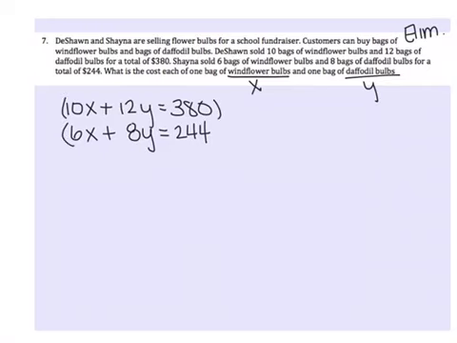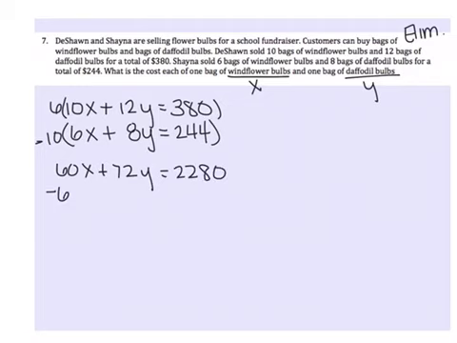So I'm going to multiply the first one by 6 and the second one by 10. The issue is they would both be positive, so I'm going to make this 10 negative right here. That way one will be positive and one will be negative. So my new equations are 60x plus 72y equals 2,280, and the second one, negative 60x minus 80y equals negative 2,440.